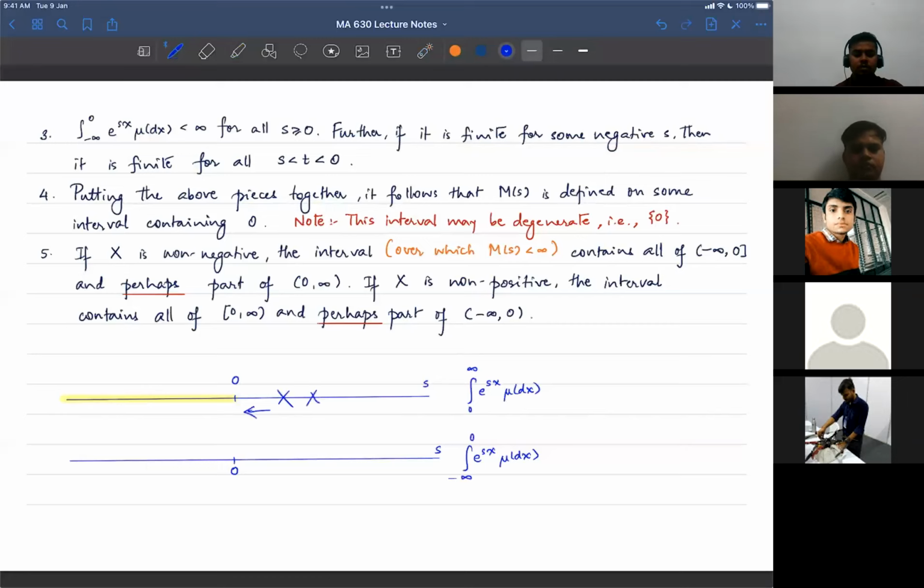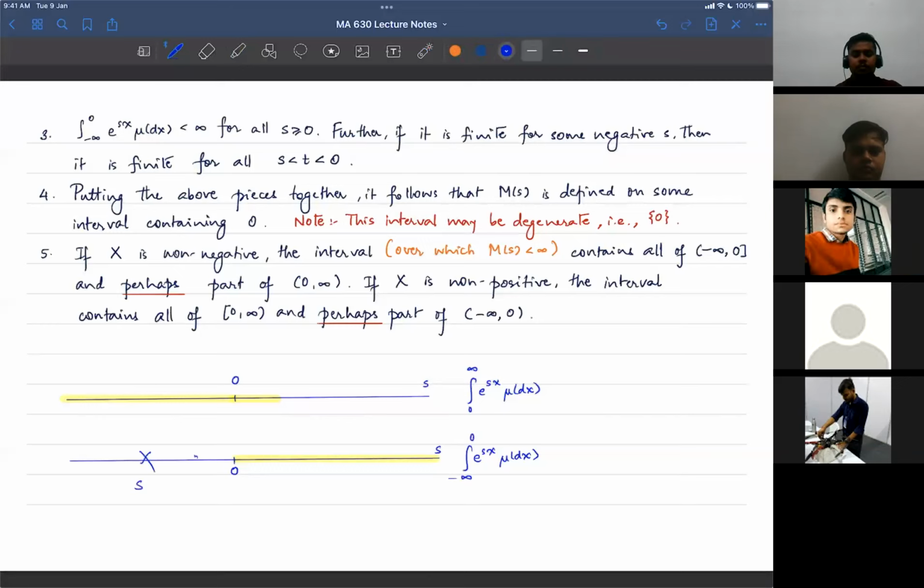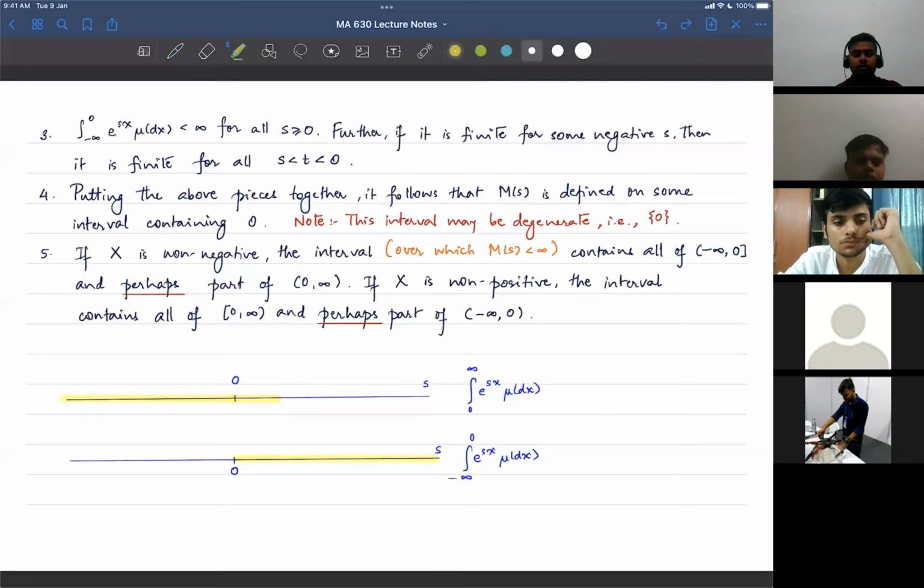Similarly, if I look at the integral from minus infinity to 0 of e to the sx dμ, I have just shown that this integral is finite for any s greater than or equal to 0. So over here it is definitely finite. And we have shown that if it's finite here at s, then it's finite here at t. In other words, again, you're expecting that this is what the picture might look like. Does that make sense? So the highlighted part is the set of all values of s where that integral is finite.